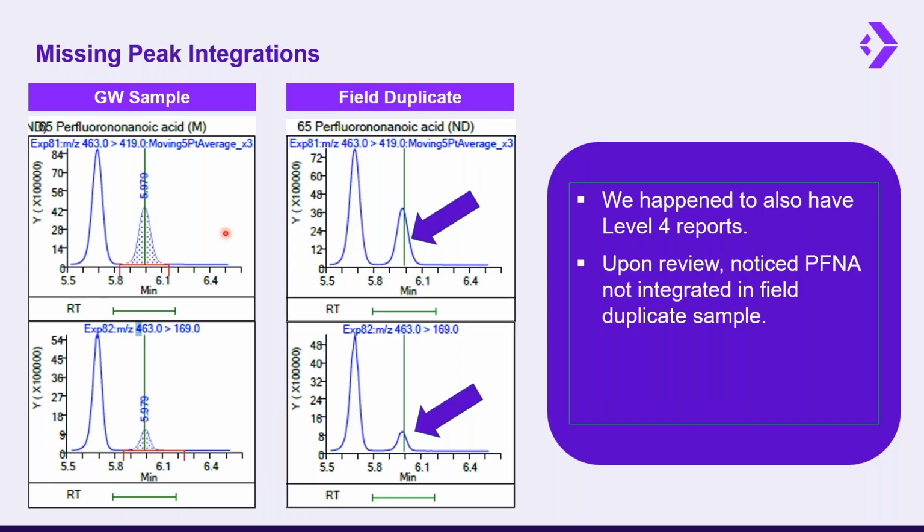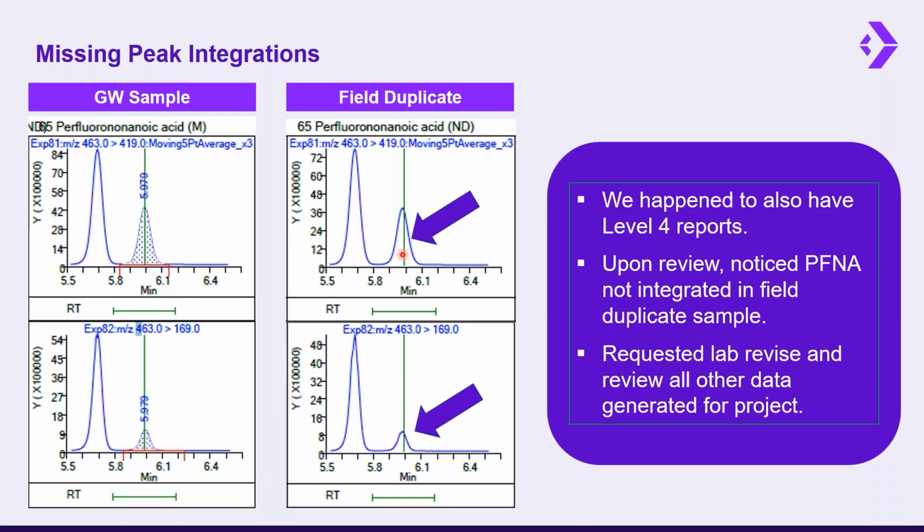But lo and behold, you can see here that the lab missed the integration of PFNA in the field duplicate sample. There were primary and conformation ions present at the correct retention time for PFNA, but these peaks were not integrated. So the sample was incorrectly reported by the lab as a non-detect result. We went back to the lab, told them what we discovered, and asked the lab to revisit all the data for this project to see if there were any other samples with missing integrations and subsequent false negative results.